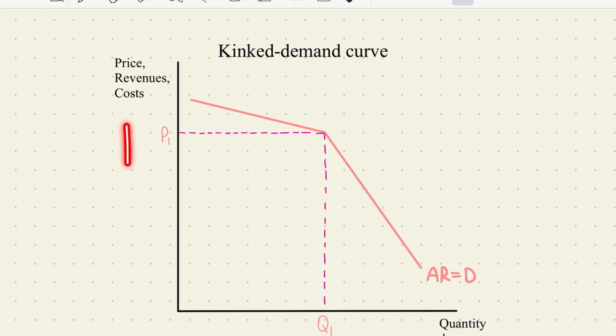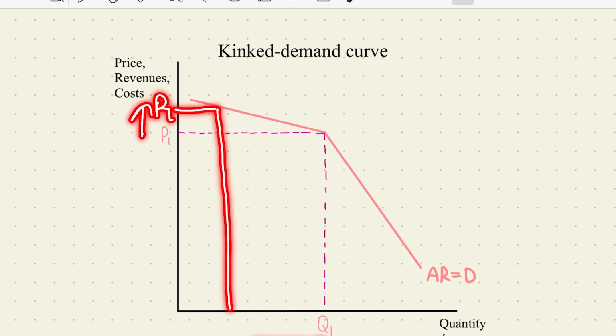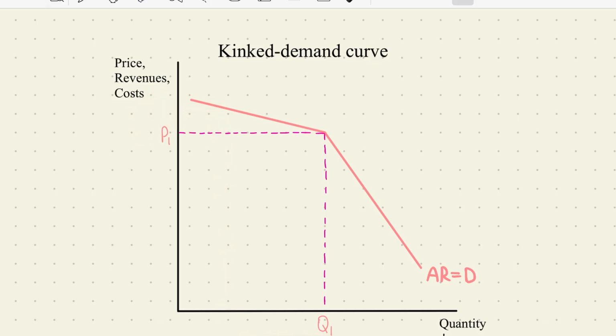If they choose to increase their prices from P1 to, let's say, P2 over here, we see that the drop in quantity demanded is going to be much bigger. So again, the change here is much smaller than the change in the quantity demanded here. So they lose a lot of quantity demanded here. Okay, I hope this makes sense. So the change in quantity demanded is much bigger than the change in the price.